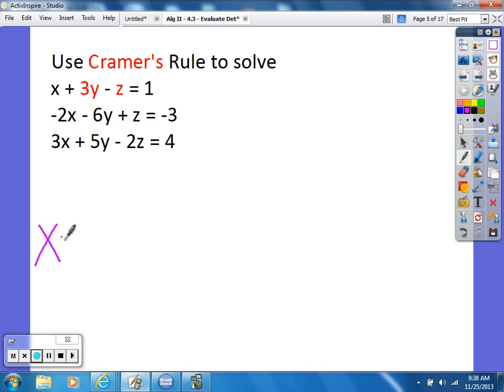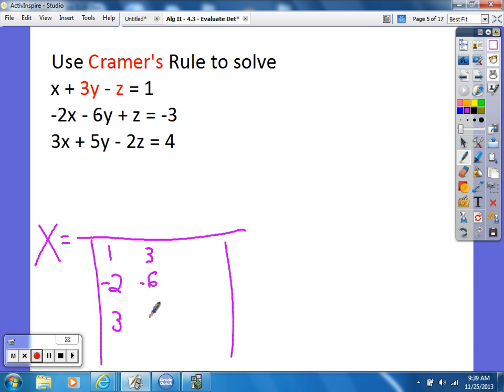So we're going to solve for the letter x. I always like to fill in the bottom determinant first. Go ahead and see if you can fill it in real quick. You should have 1, negative 2, and 3. 3, negative 6, and 5. Negative 1, 1, and negative 2.